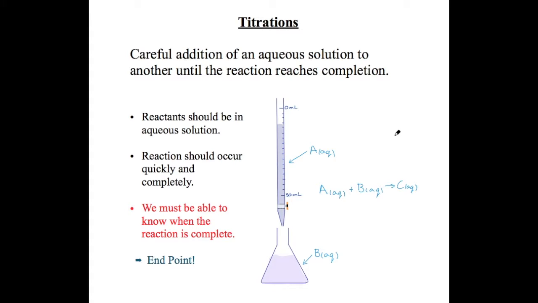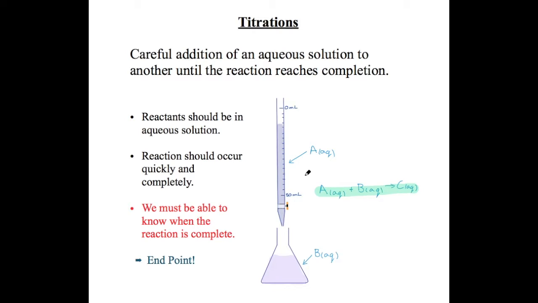So because titrations are extremely common in chemistry, it's important that we understand them completely. So let's talk about what titrations are in the first place. What you have in a titration is a reaction that occurs in aqueous solution. So you have an aqueous solution of one reagent, and then separately you have an aqueous solution of a second reagent.